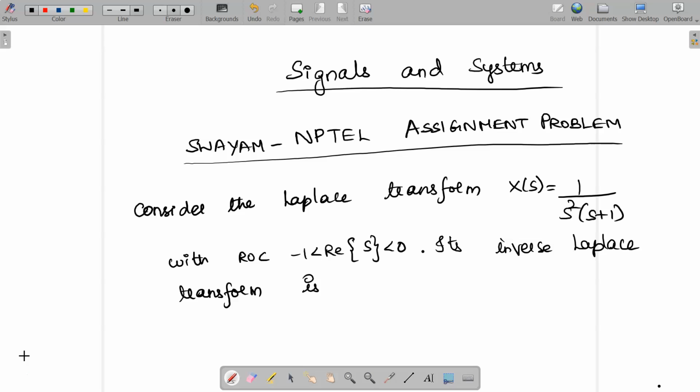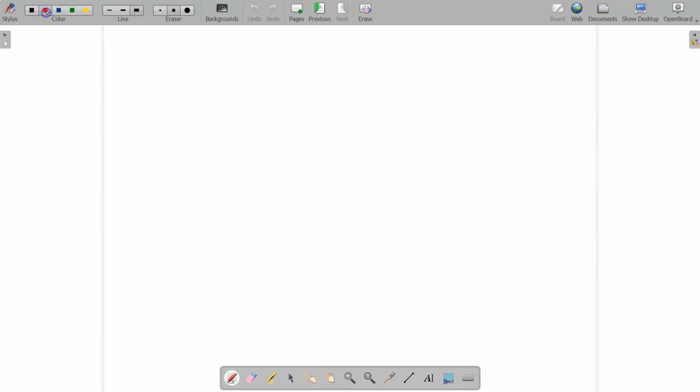So again, given X of s, we need to find out the inverse Laplace transform. As a first step, we need to apply the partial fraction. And then according to the given condition ROC, we need to rewrite the expression of x of t. So first let us apply the inverse Laplace transform and find out what is x of t. So given is the problem X of s is equal to 1 by s square into s plus 1. So we need to apply the partial fraction.